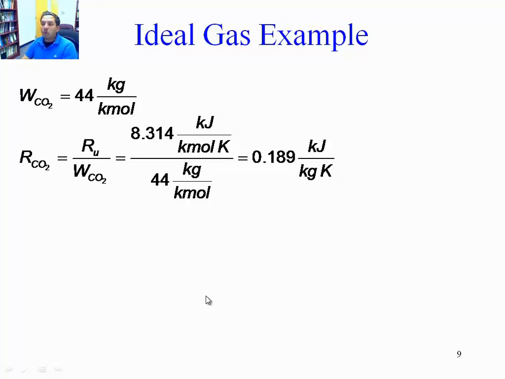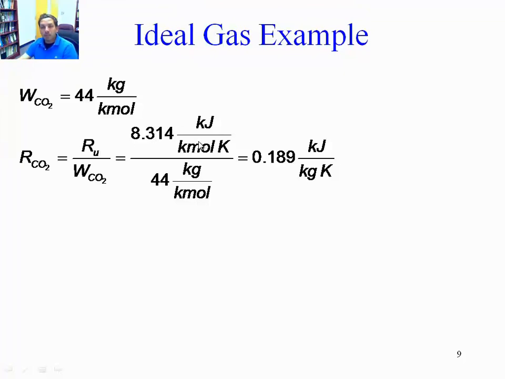Now, what do we know about this gas? This gas is CO2, which has a molecular weight of 44 kilograms per kilomole. And why are we finding the molecular weight? Well, because this way we can calculate the gas constant. The R of CO2 is the universal gas constant divided by the molecular weight of the specific gas that we're using.